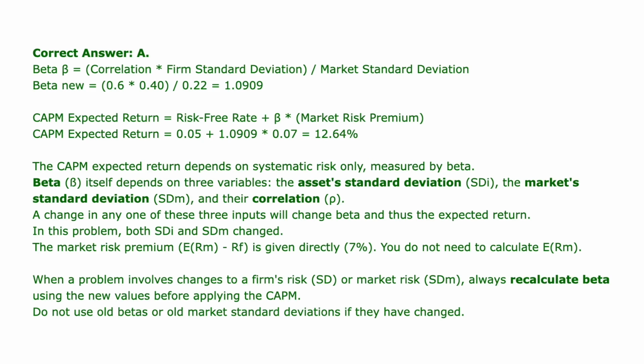Both firm SD and market SD changed, so beta must be recalculated using the new values. The market risk premium, 7%, is given directly. No need to calculate expected market return. Only beta changes; the risk-free rate and risk premium remain constant. Always recalculate beta when either firm risk or market risk changes.